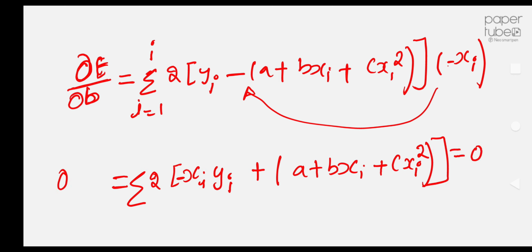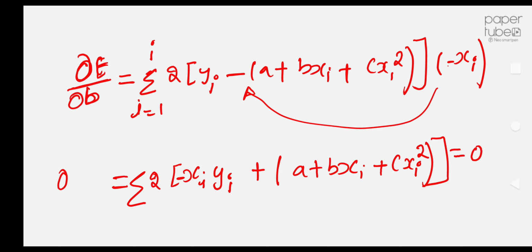So which means you can rewrite it as summation of x of I, y of I. This should be equal to a summation of xi plus b summation of xi the whole square plus c summation of xi the whole cube. So xi raised to the power 3. This is something we can call equation 2. This equation was obtained from the condition that the partial derivative of error with respect to b is equal to 0. So let's call this equation number 2.